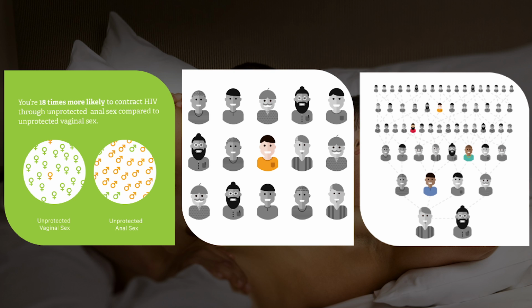Add to that the fact that this is from a study in Auckland, that 1 in 15 gay and bisexual men in Auckland already have HIV. So we have a higher prevalence than the heterosexual population. There's just more of us around who have HIV.